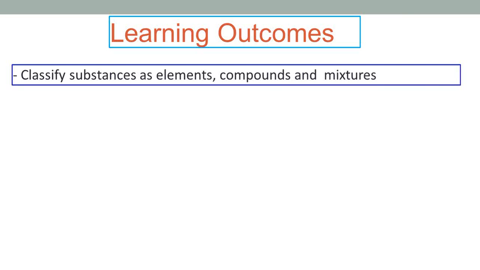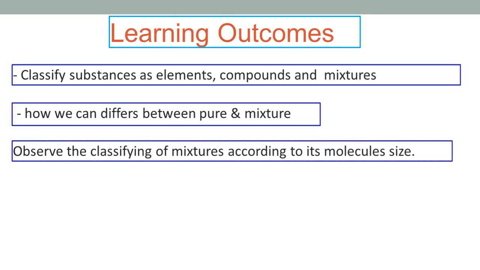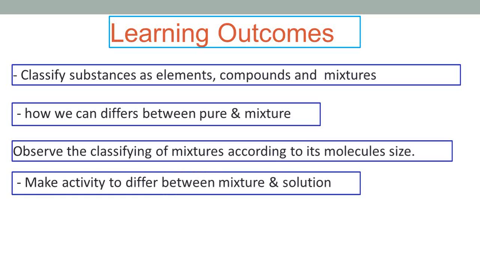Learning outcomes. Classify substances as elements, compounds and mixtures. How we can differentiate between pure and mixture. Observe the classification of mixtures according to molecule size. Do an activity to differentiate between mixture and solution. And at the last, warming up.